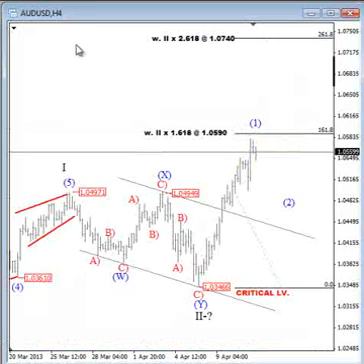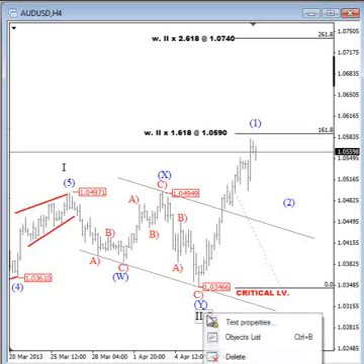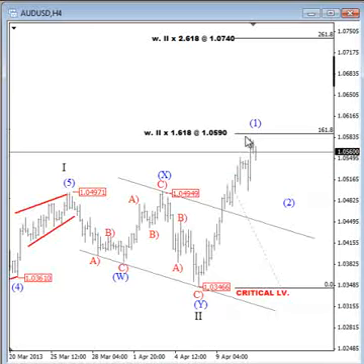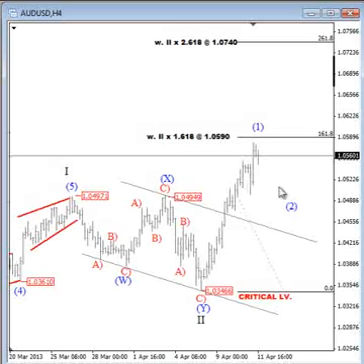On Aussie dollar, here is our 4-hour count. We identified this wave 2, end of wave 2 right here, and this rally is impulsive. Okay, so I expect to see a corrective retracement, which will be part of a larger impulsive sequence here.